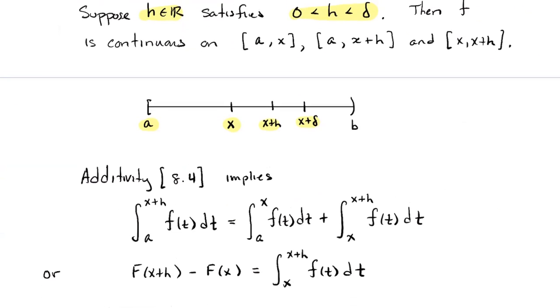So the additivity theorem says that the integral of f from a to x plus h, that is the widest interval, is equal to the integral of f from a to x, the first subinterval, plus the integral from x to x plus h. So that's what theorem 8.4 says. And just using our definition, the integral from a to x plus h, well, that's capital F of x plus h by definition. The integral from a to x, that's capital F of x, and I've subtracted it to the other side of the equality. And so that difference is equal to this integral from x to x plus h.